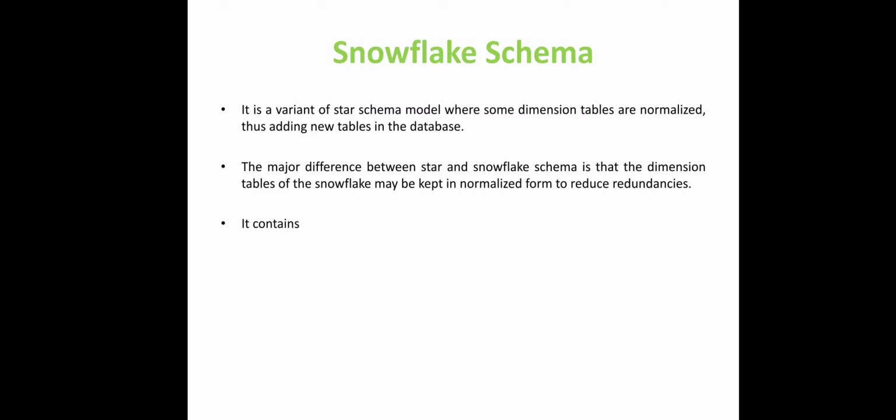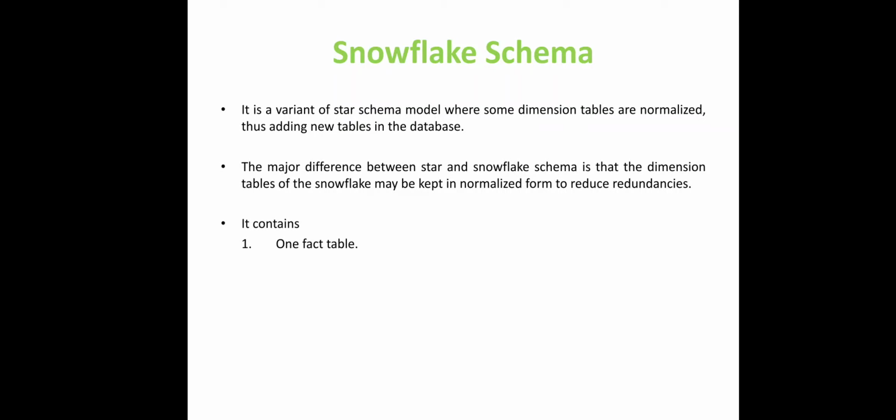The major difference between the star and the snowflake schema is that the dimension table of the snowflake may be kept in normalized form to reduce the redundancy. So, whatever redundancy occurs in our star schema, we can remove by using this snowflake schema. This is the big and major difference between these two. So, let us see what it contains.